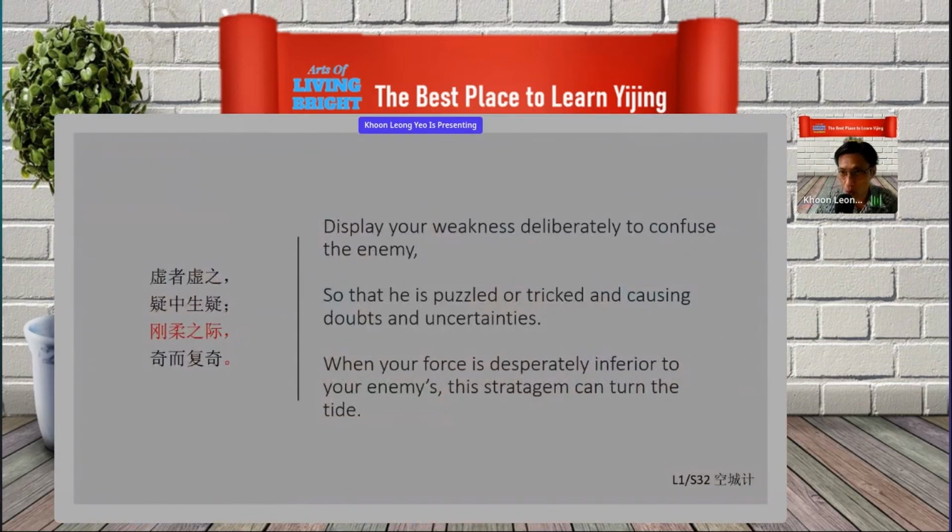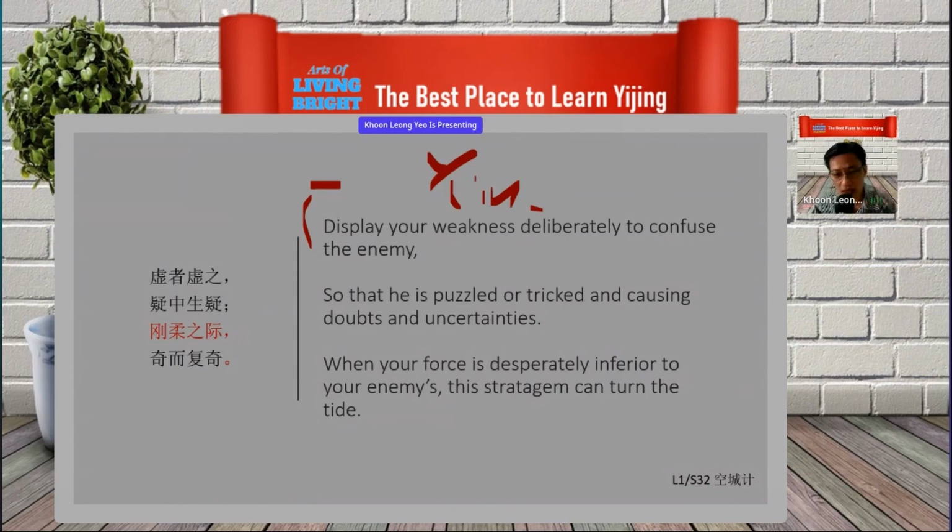So as usual, I'm going to show you what is in the classic. It says here on the left side, 虚者虚之，疑中生疑，刚柔之计，其而复其. Loosely translated on the right side, display your weakness deliberately to confuse the enemy. That means you display your weakness deliberately to confuse the enemy so that he's puzzled or tricked, causing doubts and uncertainty. So when your force is desperately inferior to your enemy's, this stratagem can turn the tide. Remember, when you're very weak, you want to flip the situation. So 空城计 could be a very good way to flip the situation, but it comes at a very high price.